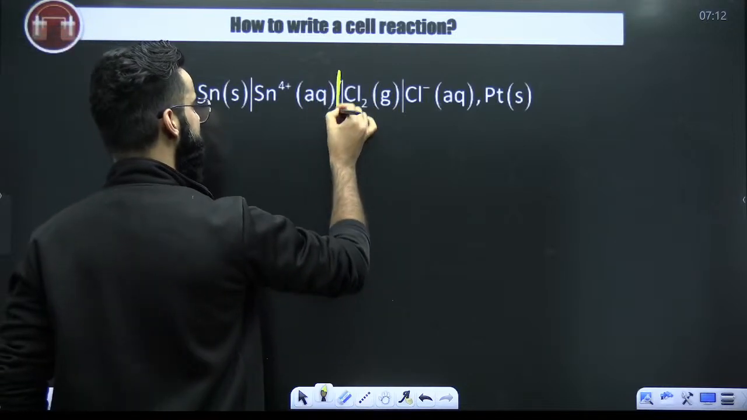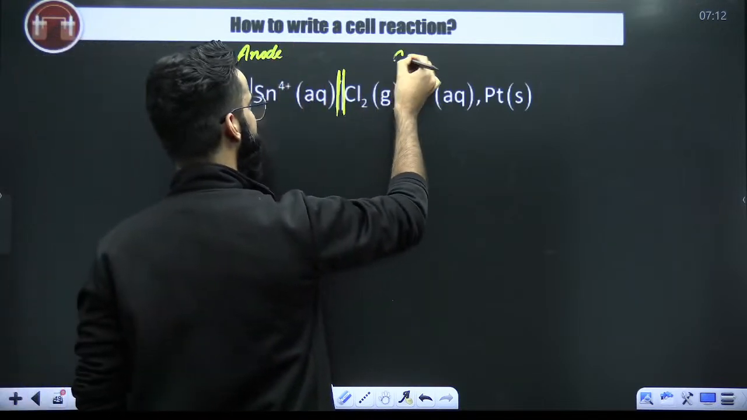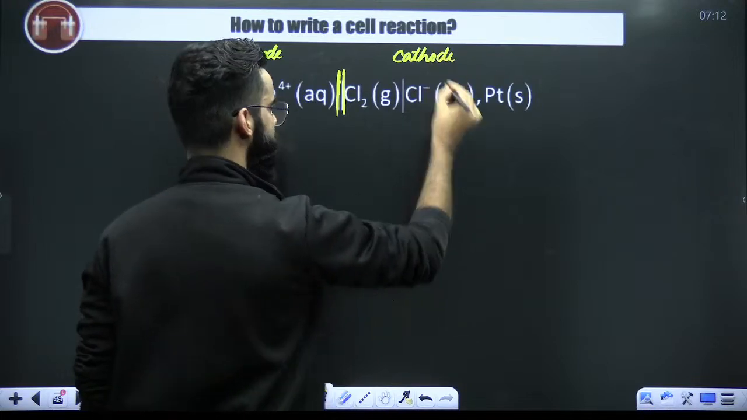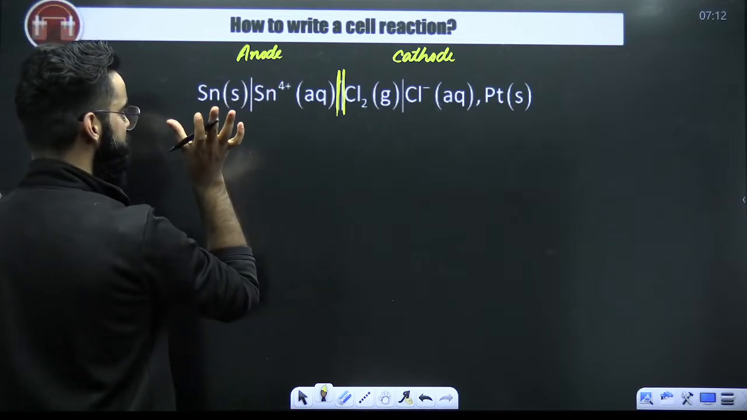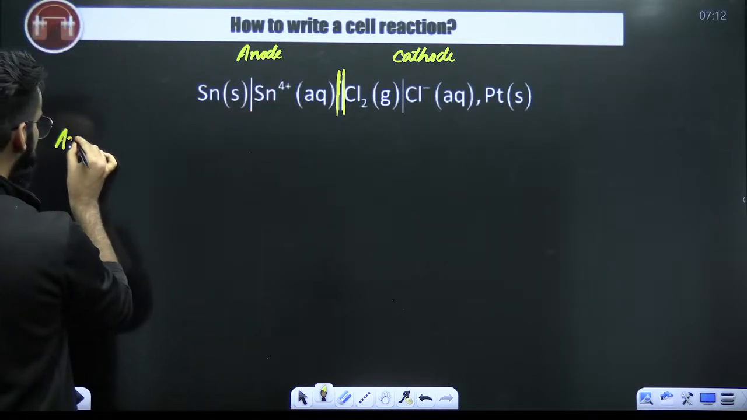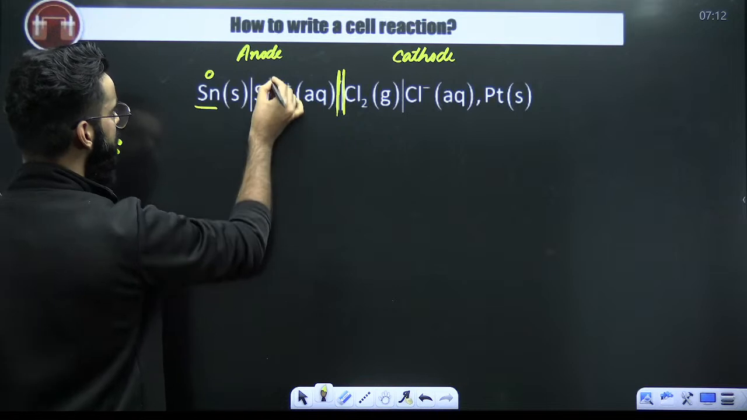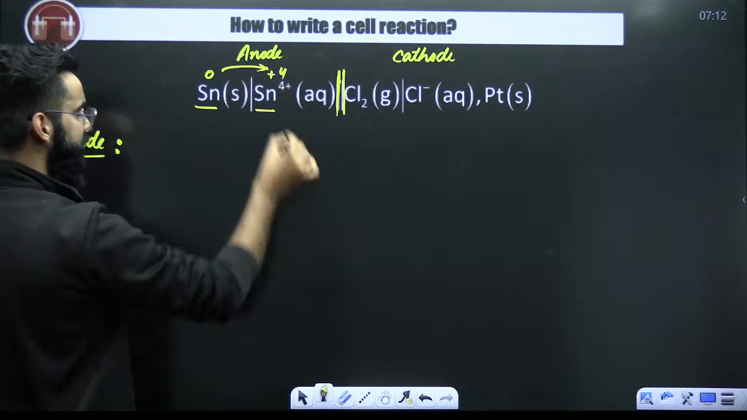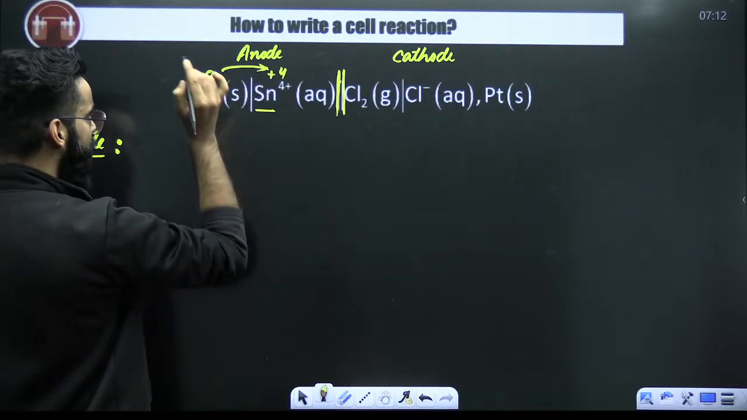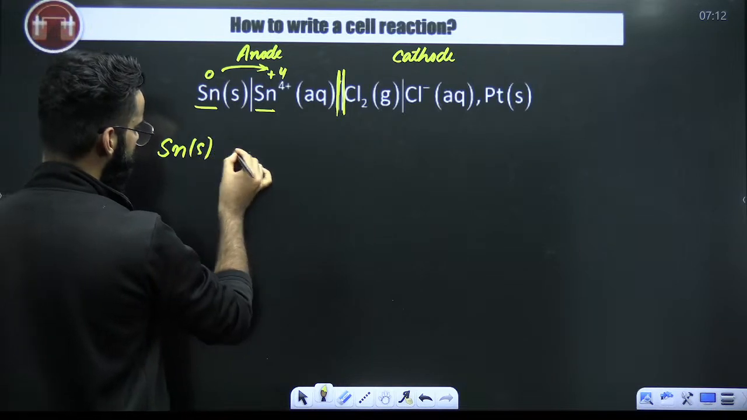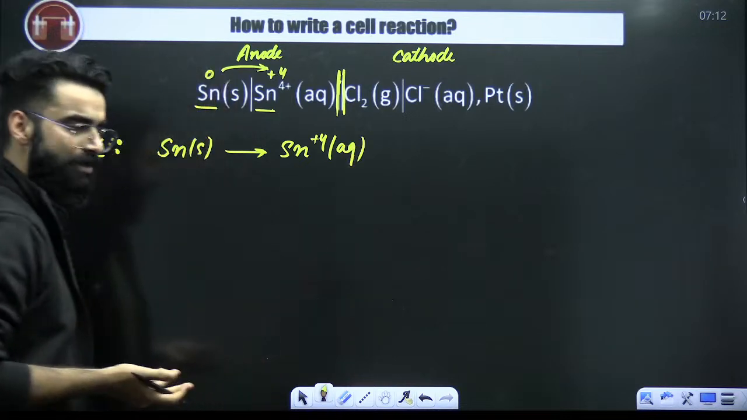See guys, these two lines, they'll be representing what? Salt bridge. On the left side, we'll be writing anode. On the right side, we'll be writing cathode. Now dear students, at anode what happens? Oxidation takes place. Oxidation means loss of electrons. See, oxidation state here is 0, here it's plus 4. 0 to plus 4 means increase, and increase means oxidation. So I would say Sn solid should get converted into Sn plus 4, then only oxidation will happen.